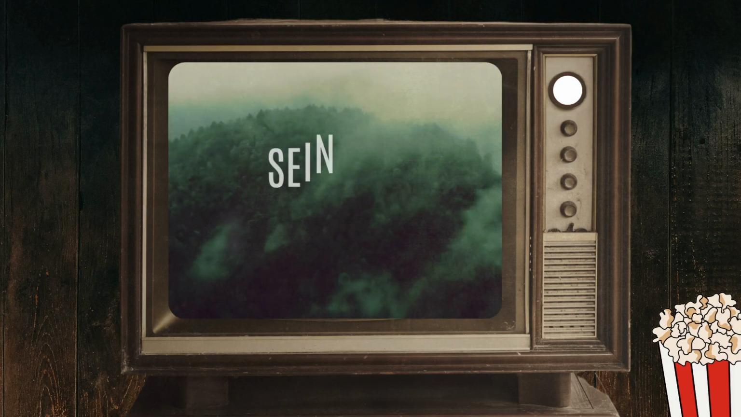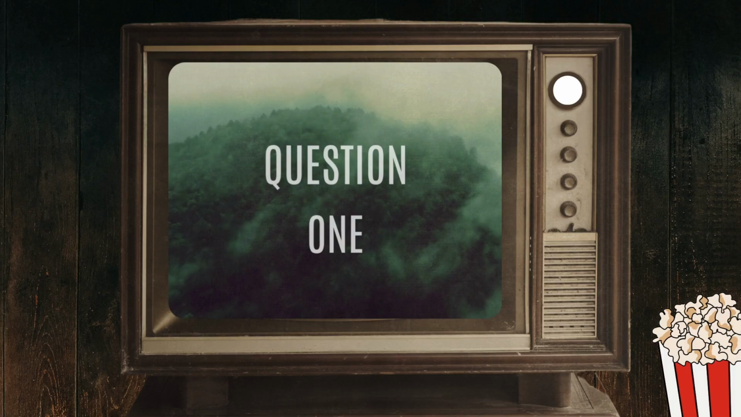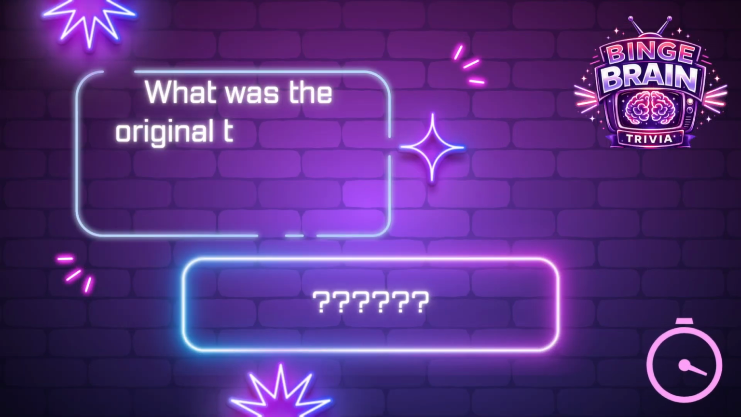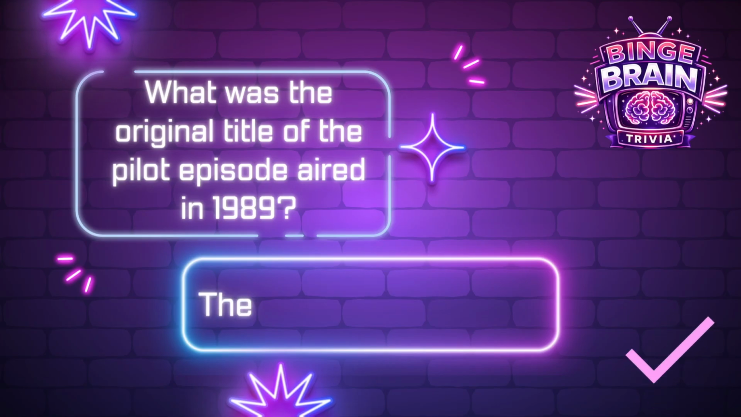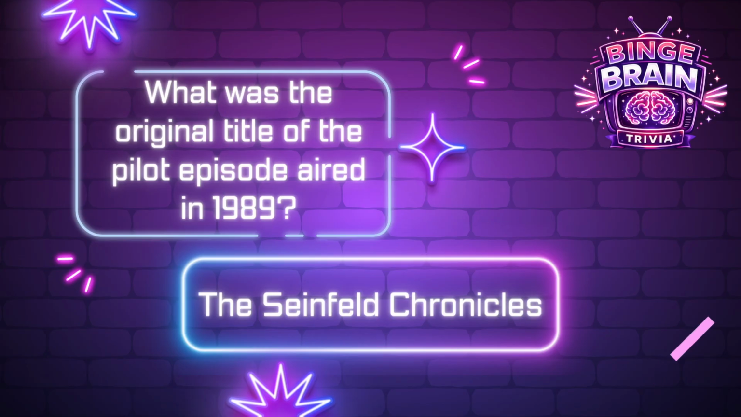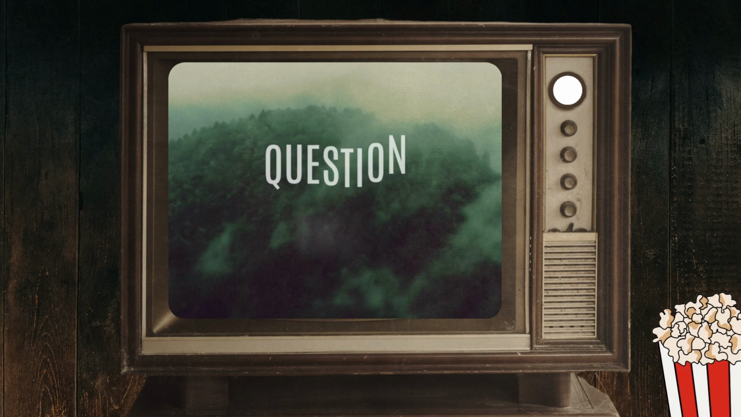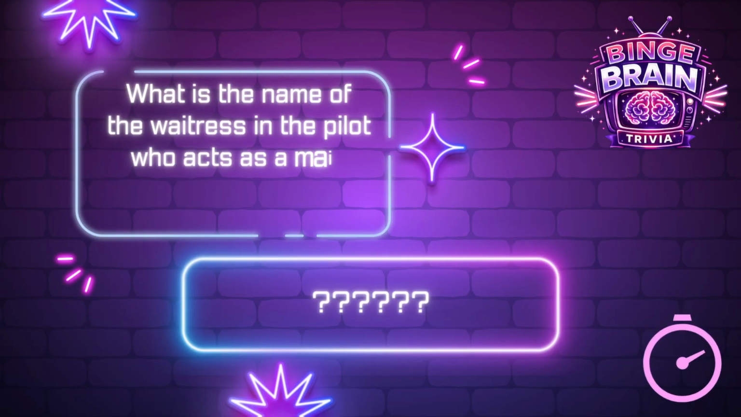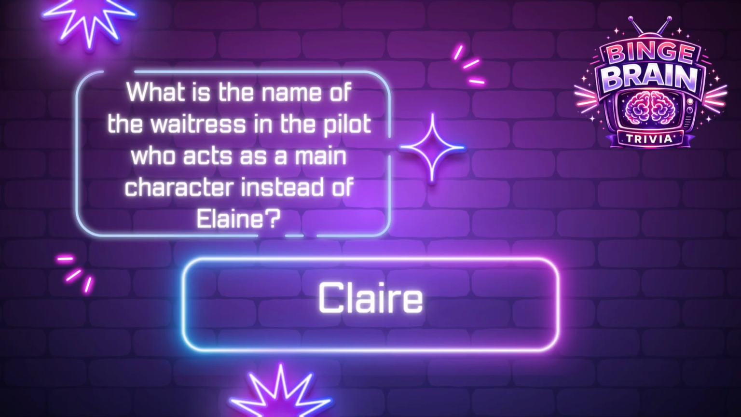Let's kick things off with Season 1 and 2, the beginning of the show about absolutely nothing. What was the original title of the pilot episode aired in 1989? The original title of the pilot episode aired in 1989 was The Seinfeld Chronicles. What is the name of the waitress in the pilot who acts as a main character instead of Elaine? Claire is the name of the waitress in the pilot who acts as a main character instead of Elaine.